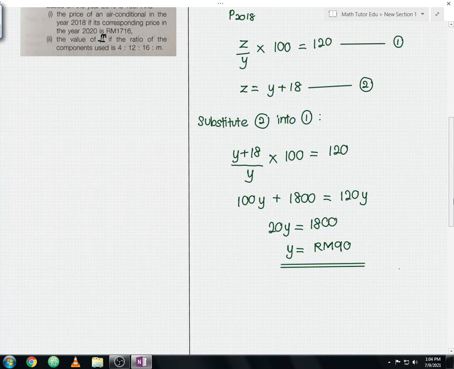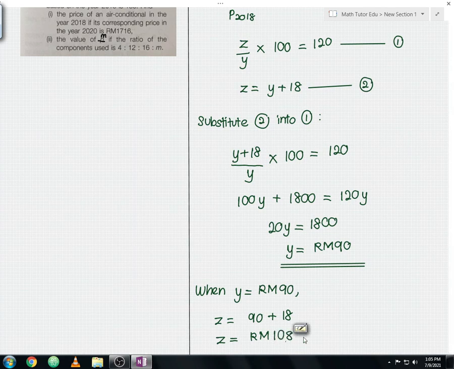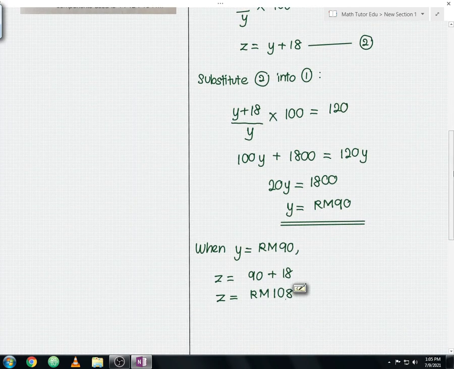Once you get your Y value, it will be very easy for us to find the Z value. So from here, please wait guys, it's lagging. When Y equals RM90, your Z will be equals to 90 plus 18. From here you get your Z equals RM108. So this is your value of Z. Let me underline the solution.